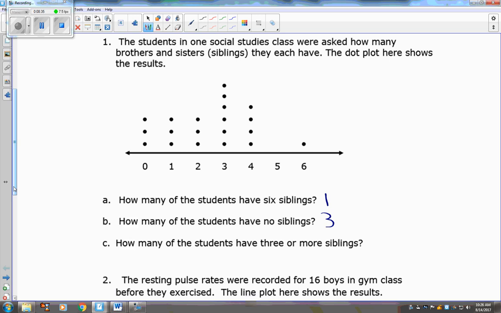How many of the students have 3 or more? So that would be 3 all the way to 6. So that's 1, 2, 3, 4, 5, 6, 7, 8, 9, 10, 11.